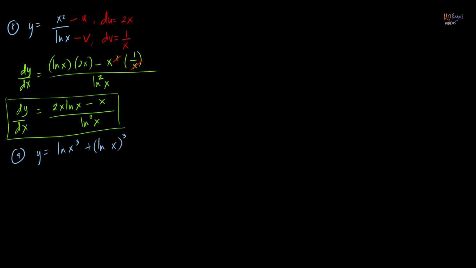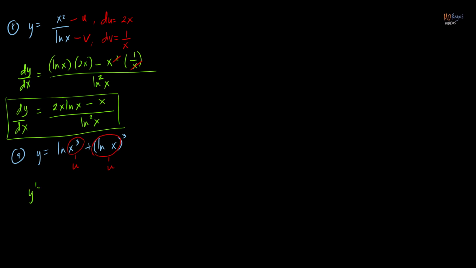In number 9, we have ln of x cubed plus ln of x quantity cubed. So in the first term, only x is cubed, and in the second term, ln of x is cubed. Okay, so in the first term, when we differentiate, we'll be using the formula for the derivative of ln of u. This is u in the differentiation process. Now, in the second term, we need to use the generalized power rule, where this is the base of the power. So this is u in the differentiation process in the second term.